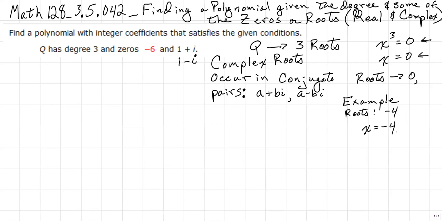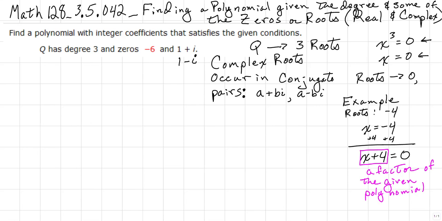And in fact, if I add 4 to both sides, I now have x plus 4 is equal to 0. The reason that I want to do that is because this becomes a factor of the given polynomial. That was an example of just one root. So let's look at Q has degree 3 and zeros -6, 1 plus i, and 1 minus i. I'm going to use what we just talked about as an example.